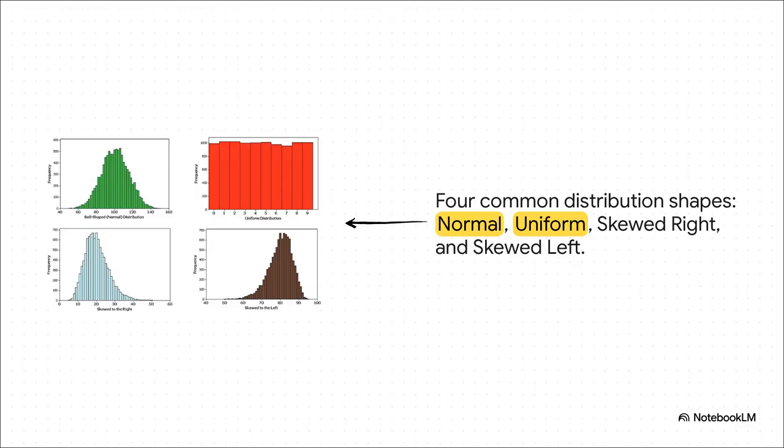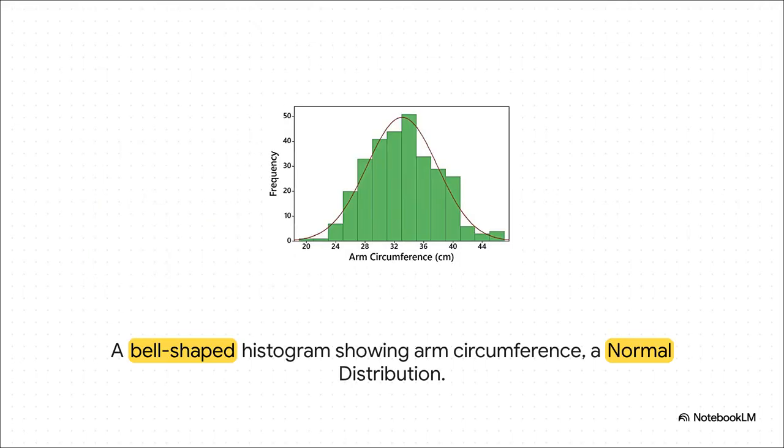You've got the famous bell-shaped curve, also called a normal distribution. You've got the uniform distribution, which is kind of flat like a rectangle. And then you have what are called skewed distributions, where you can see this tail stretching out to one side or the other. Let's start with the absolute rock star of distributions, the normal distribution or the bell curve.